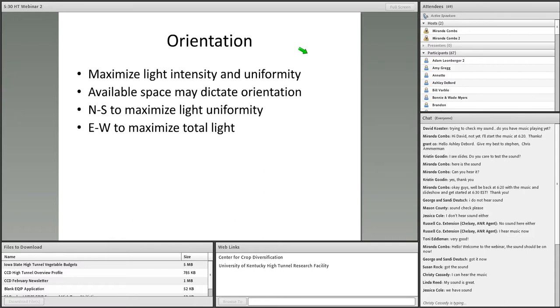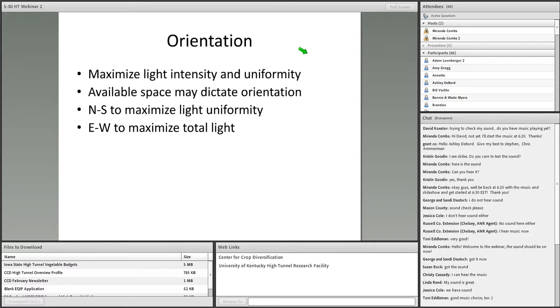One thing you need to consider is the piece of land that you have. I've been to several locations like that where the particular producer didn't have a choice. They had to orient the structure based on the land they had. But if you do have that choice, at this latitude in central Kentucky, with a freestanding structure like most high tunnels, north-south is going to maximize light uniformity, whereas east-west is going to maximize total light.